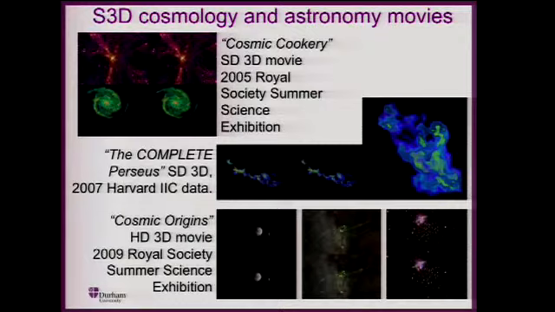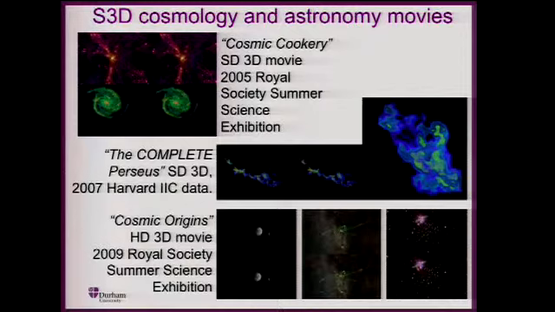So the other area where we've looked at how to get a benefit from 3D is in the application side. At Durham, of course, we have some of the best cosmologists in the world. I'm very fortunate to have Carlos Frenk, who we work closely with, one of the world's leading cosmologists. We've taken some of his work and produced 3D movies of it for outreach to kids in schools, initially via the Royal Society's Summer Science Exhibition in London in 2005 and 2009.